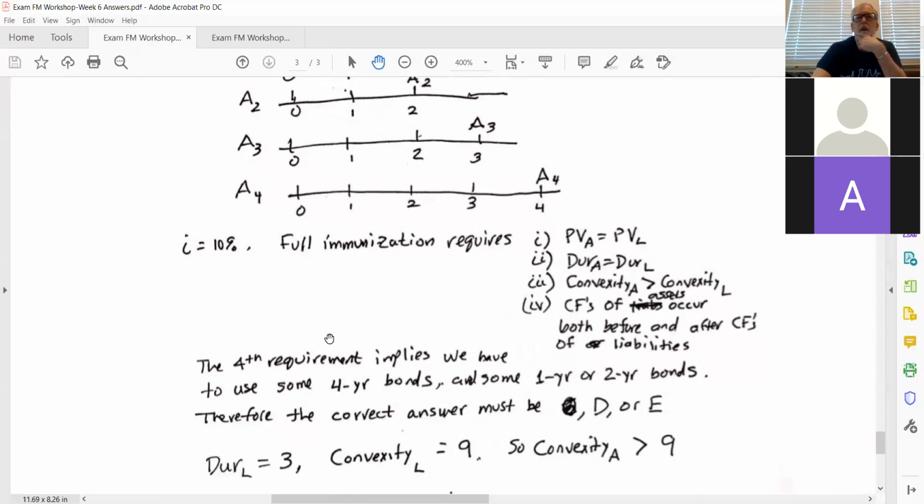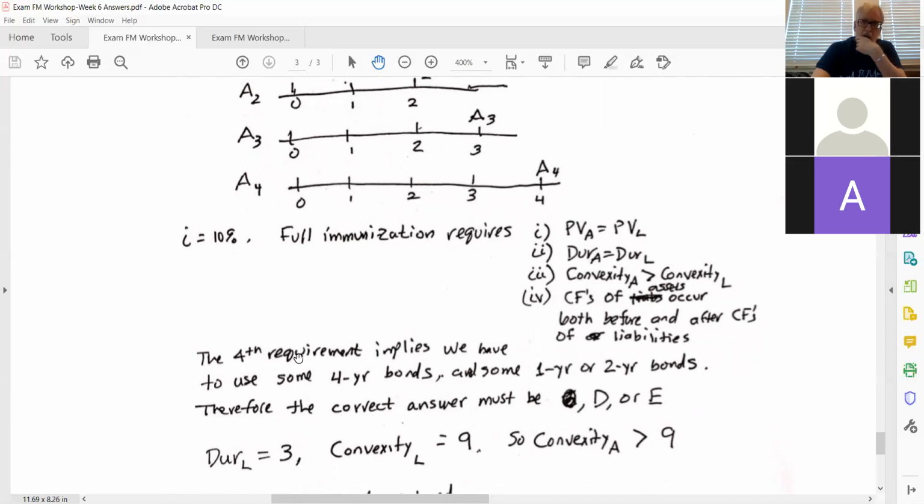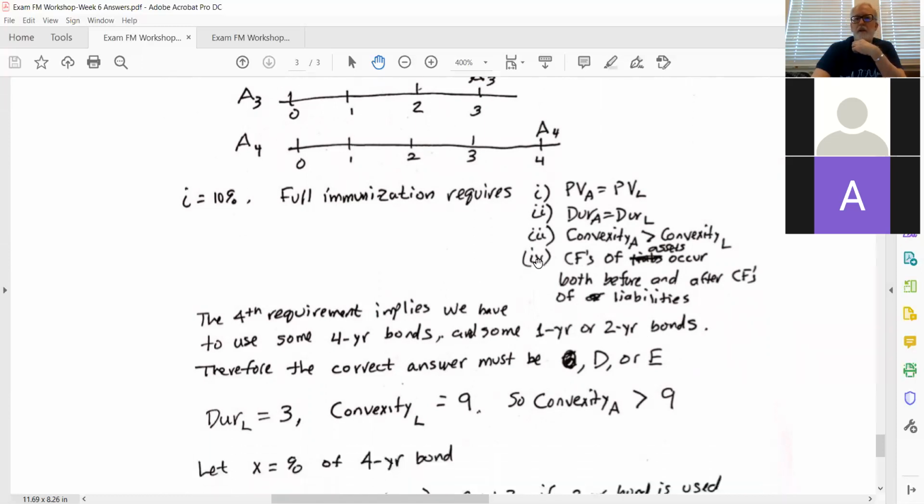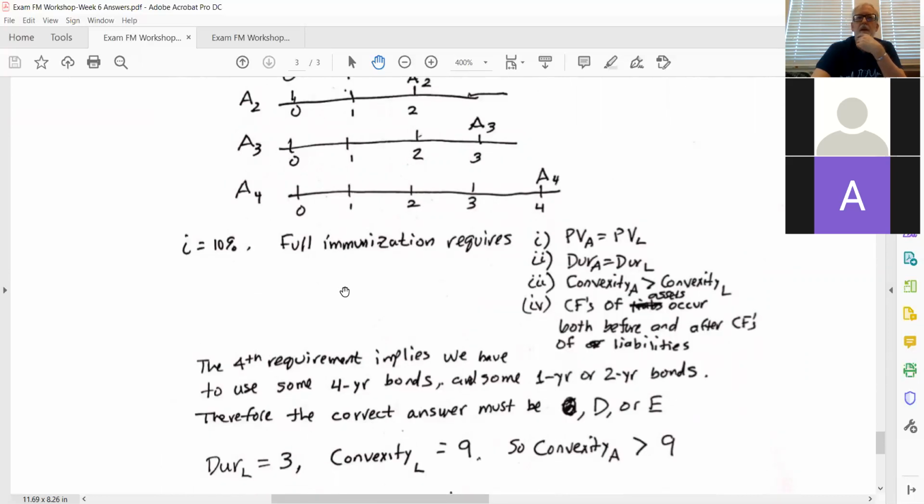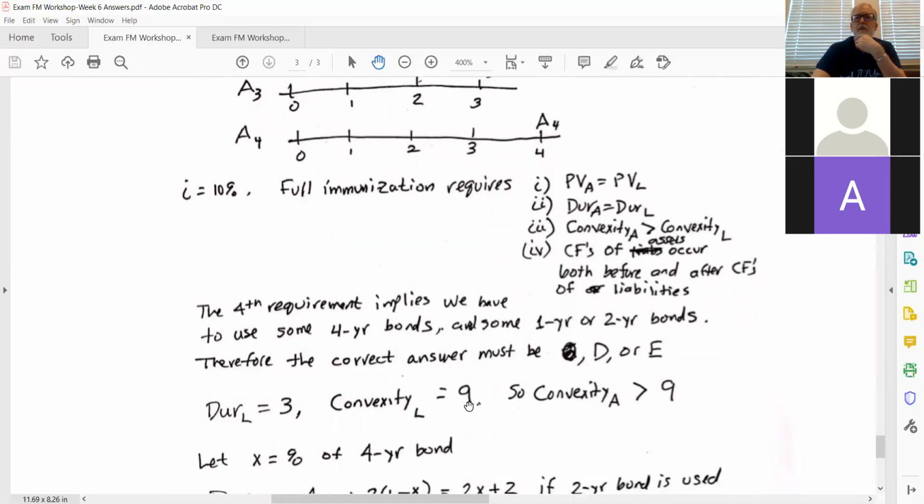Okay, so we know it has to be either answer D or E. Now let's check the duration and convexity parts. The liability has a duration of 3 and a convexity of 9. And so we need to find a combination that has a convexity greater than 9, because remember, requirement 3, the convexity of the assets has to be greater than the convexity of liabilities.